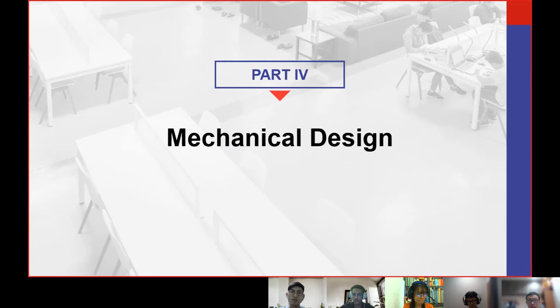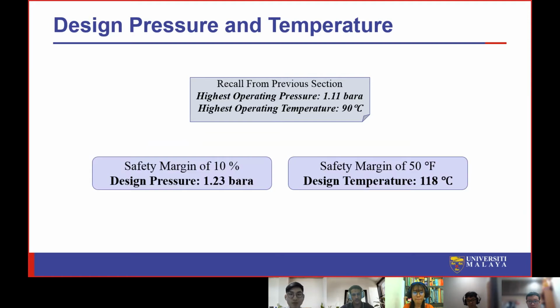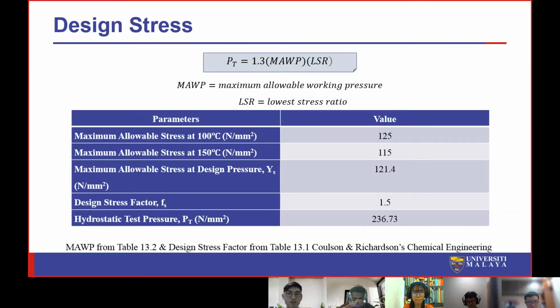Okay, thank you, Jiaming. I'll talk about the mechanical design, and for the mechanical design, general design considerations only will be included for the purpose of the case study. So the first consideration will be design pressure and temperature. Recall from the previous sections, the highest operating pressure that we have is 1.11 bar, and the highest operating temperature is 90 degrees Celsius. Hence, with the safety margin of 10%, the design pressure will be 1.23 bar, while the safety margin for design temperature is 50 degrees C, and the design temperature will be 118 degrees Celsius.